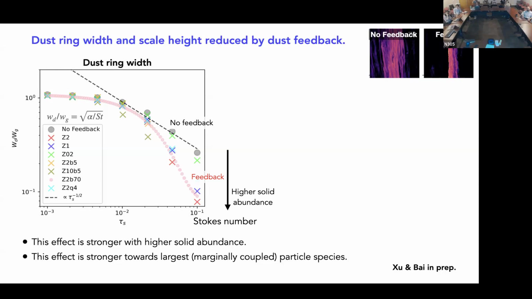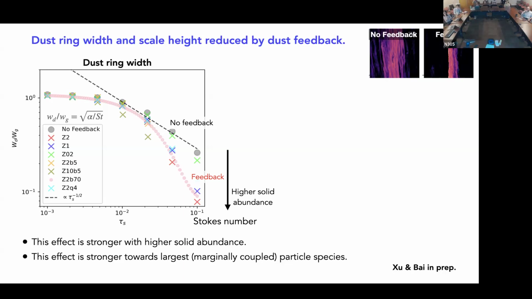Okay, so this is for the case without feedback. And then all of these colorful data points are the cases with feedback. Again, you can see the dust ring width is much narrower as long as feedback is included. Each color corresponds to a different solid abundance in the simulation. In general, we find that the higher the solid abundance, the stronger the reduction of dust ring width. So when we think about dust ring width, we need to consider the alpha, the Stokes number, but also the dust-to-gas ratio. The higher the dust-to-gas ratio, the narrower the ring. Again, this reduction is more clearly seen for large Stokes numbers, and for small Stokes numbers, because they're coupled to the gas, they don't really feel this feedback.